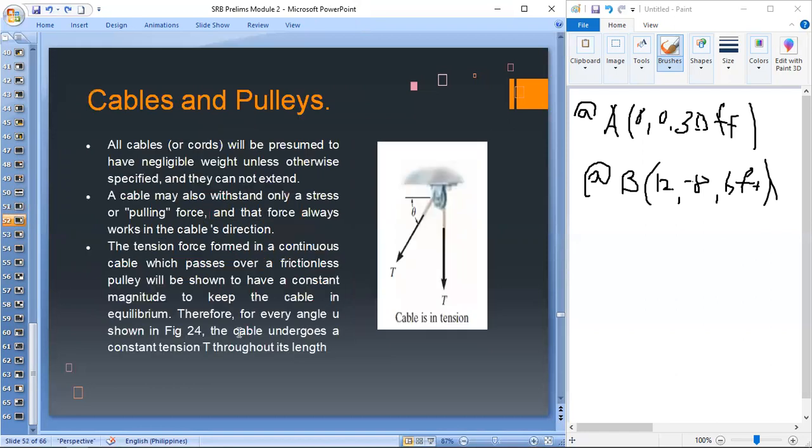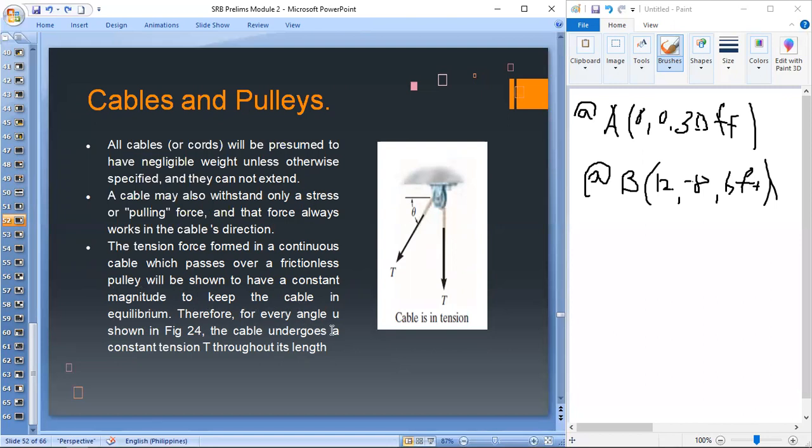And then, cables and pulleys, all cables or cords will be presumed to have a negligible weight. Unless otherwise specified, they cannot extend. Hindi siya nag-deform pa, sa susunod na yung deformation niya. A cable may also withstand only a stress or pulling force, and that force always works in the cable's direction. Tension. So, the tension force formed in a continuous cable which passes over a frictionless pulley will be shown to have a constant magnitude to keep the cable in equilibrium.